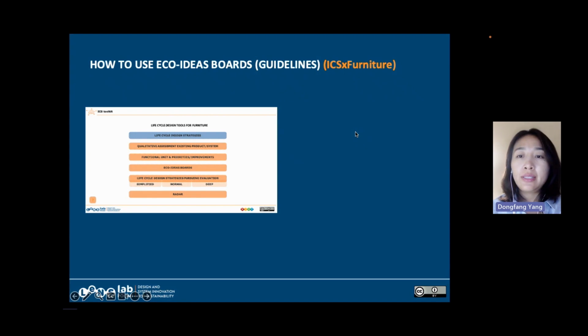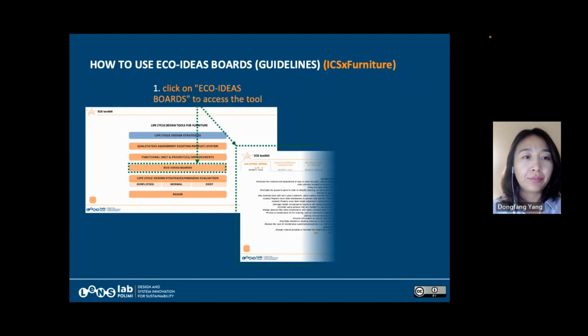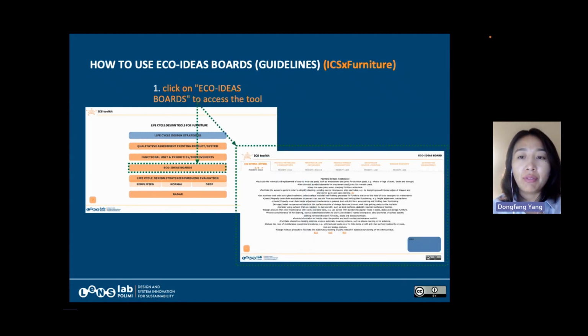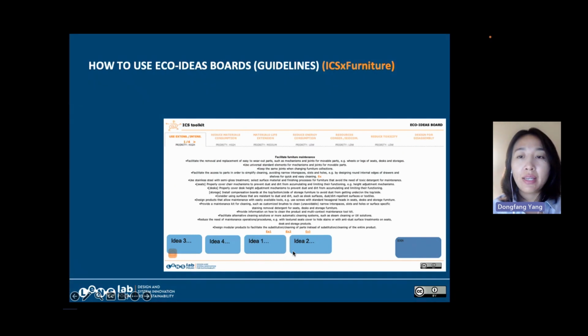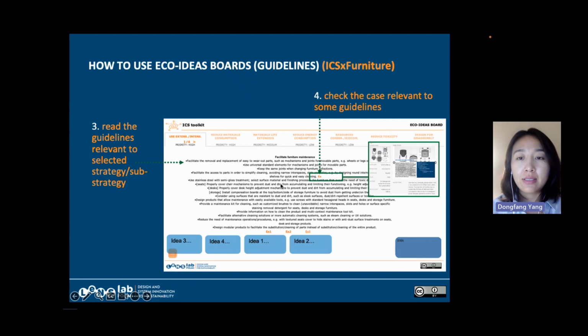To use the tool, you need to go to the home page and click on the Eco-Idea Boards button. This will take you to the tool where you can start with the strategy that has the highest priority. Here is how to use the tool. There are one or several idea boards for each strategy. For each board, go through the guidelines one by one. If you see an EX mark, you can click on it to see a relevant case for more inspiration. You will be inspired by these guidelines or cases.